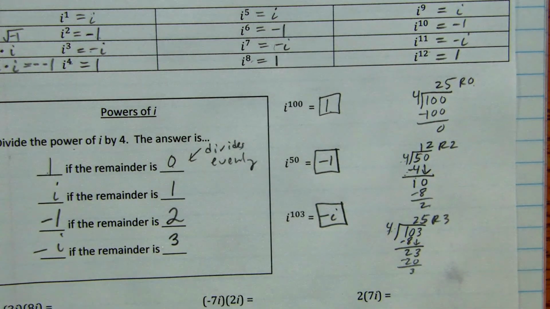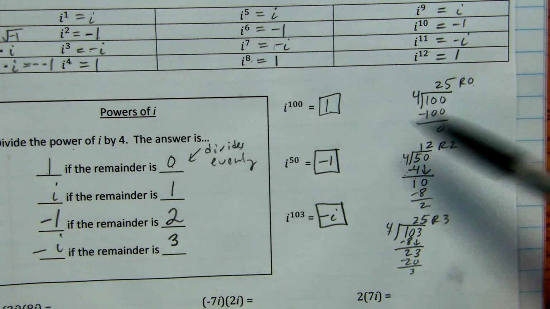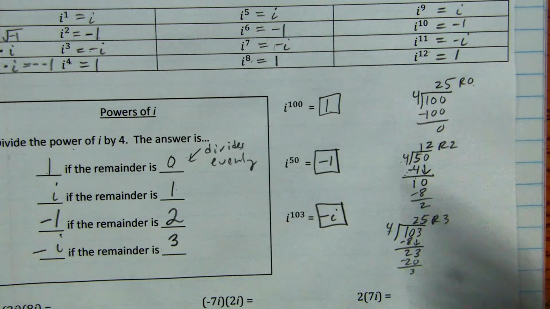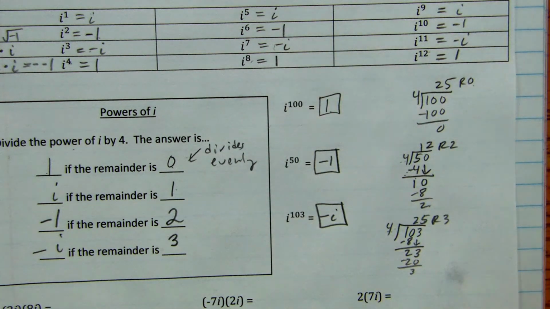These questions also show up in high school knowledge bowl sometimes. They will say i and give you a power, and if you forget exactly what these 4 things are, there's only 4 choices. You could buzz in and say 1, i, -1, -i, and you'd have a 1 in 4 chance of getting it right. So it's always i, never any other variable.